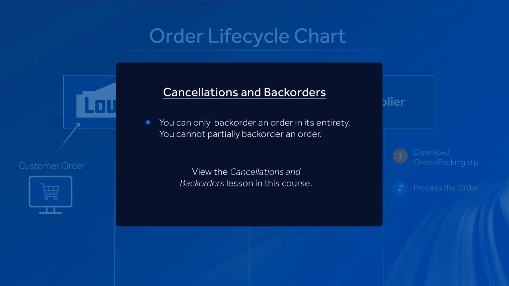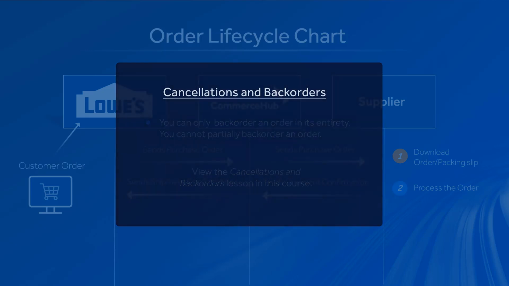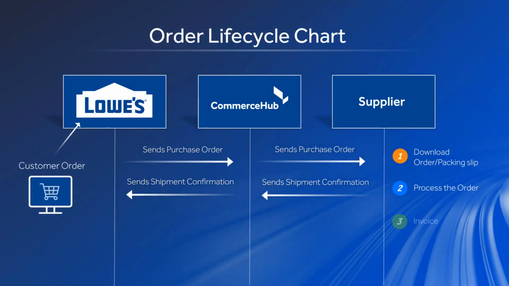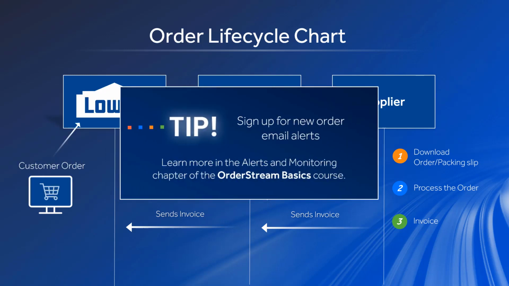Of course, you'll want to get paid for the items you've shipped. Invoicing will be your last step in OrderStream for orders you receive from Lowe's. Before we wrap up, here's a tip. You'll want to check your OrderStream dashboard regularly, but signing up for new order email alerts is also a good idea. That way you'll be alerted immediately when an order comes in.